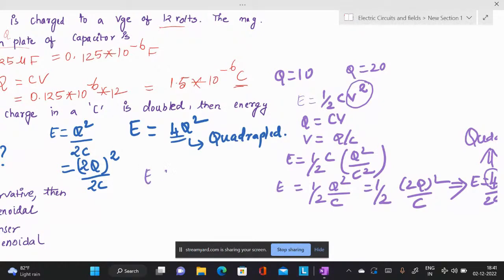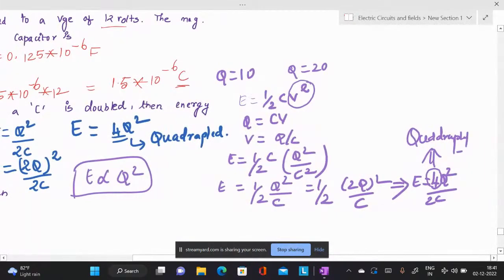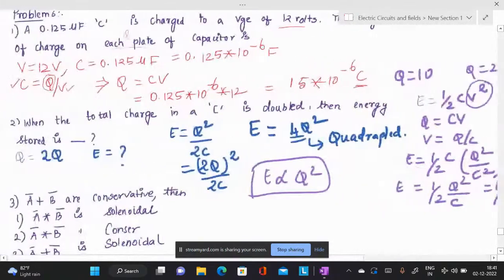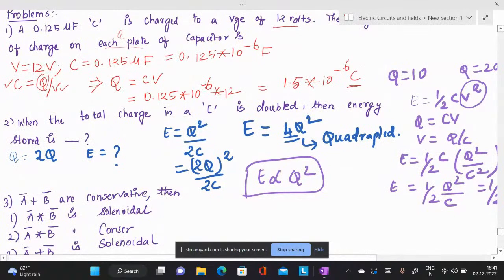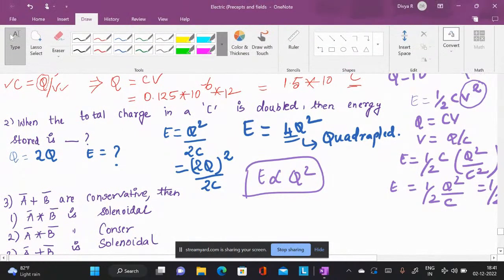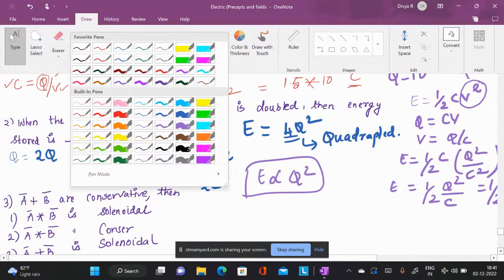Okay, E is proportional to Q square. இந்த formula தெரிஞ்சா we can able to derive this. Is it clear? Have any doubt in the second problem? Is it clear? ஏதாவது டவுட் இருக்காங்க?